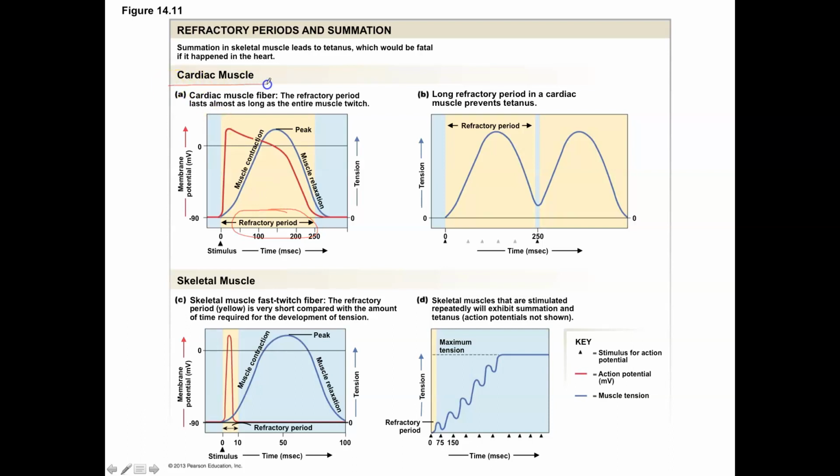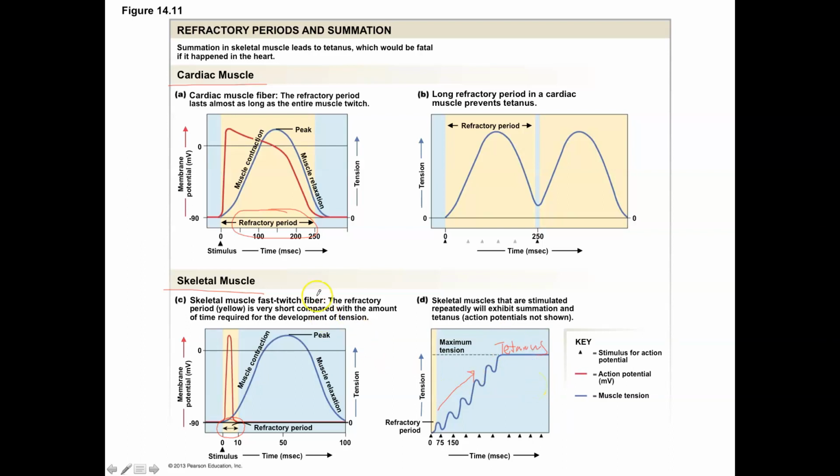So this is cardiac muscle compared to skeletal muscle. In skeletal muscle, we see a very small refractory period. So you can actually stimulate skeletal muscle over and over and over again, which will allow for a summation of contractile events and will lead to what we call tetanus in skeletal muscle. And tetanus is that steady, sustained muscle contraction.